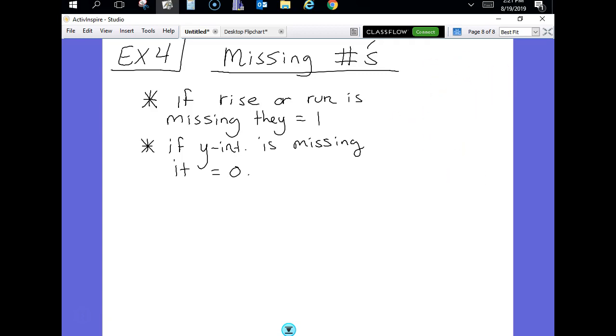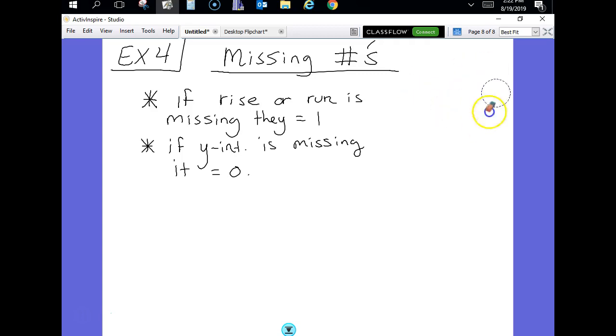Or here's another situation for you. How about this? 3 times what equals 3? 1. So if you have something, we don't know what the front number is, but it just makes x, what would that something be? 1. So if your rise or run or both are missing, then they're 1. But if your y-intercept is missing, it's 0. Why? Because these things are being multiplied and divided. The y-intercept is being added and subtracted. So that's why one is 1, one is 0.